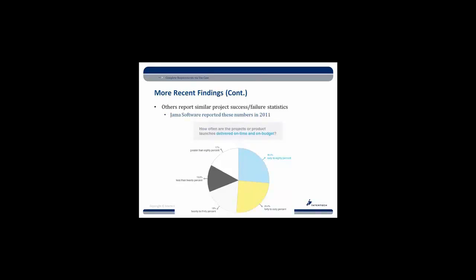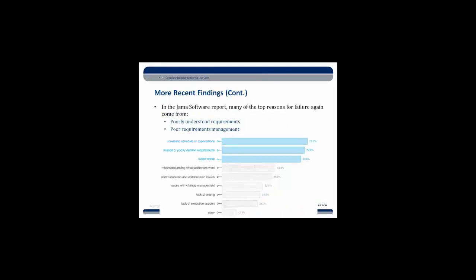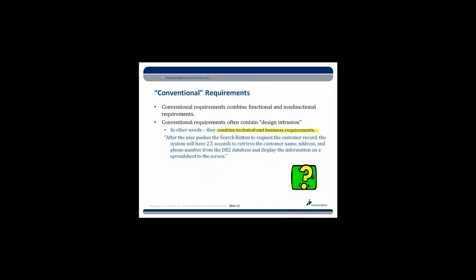Other such reports, one here from the JAMA Software Group in 2011, tell us that some of the same problems reside with requirements. Two of the key leading reasons are, again, poorly understood requirements and poor requirements management. So why are we having so many troubles in the IT world and in our IT projects typically related to those requirements processes?